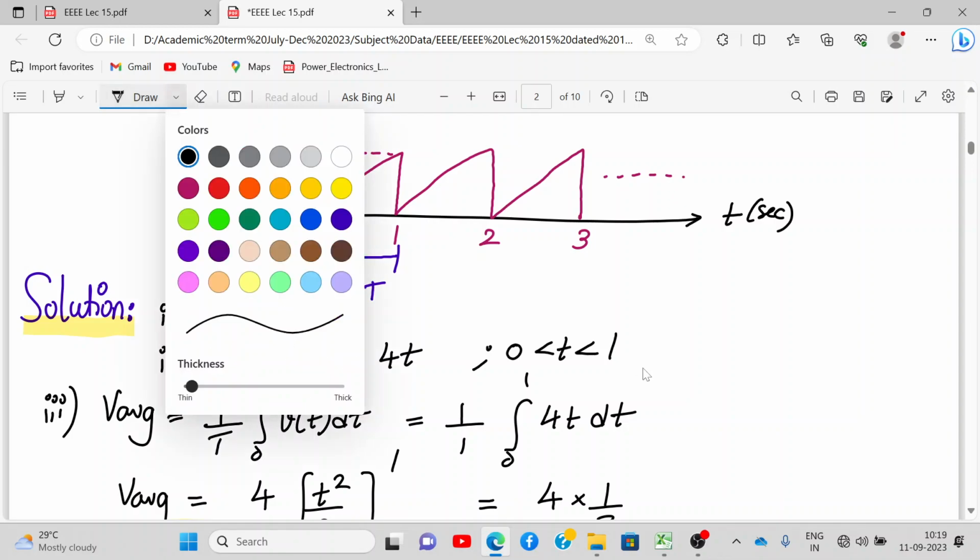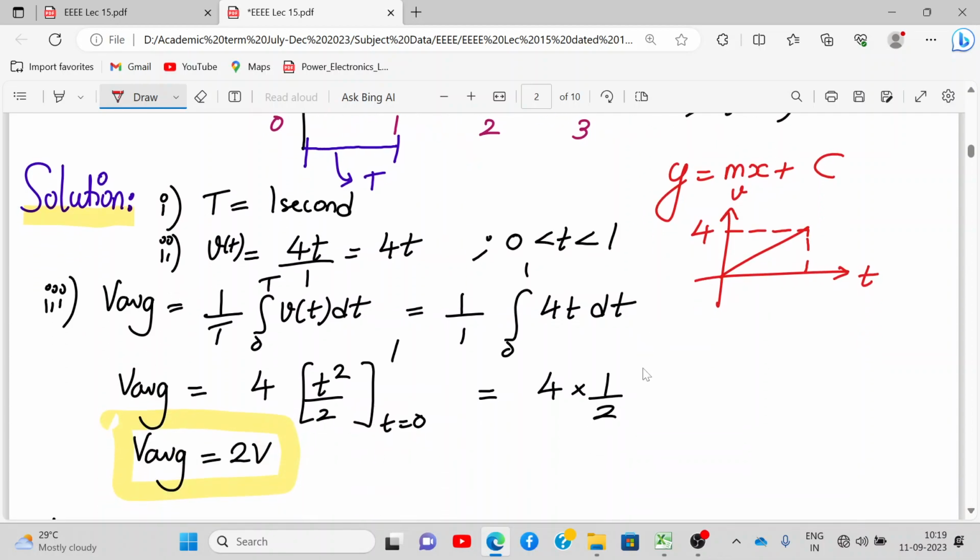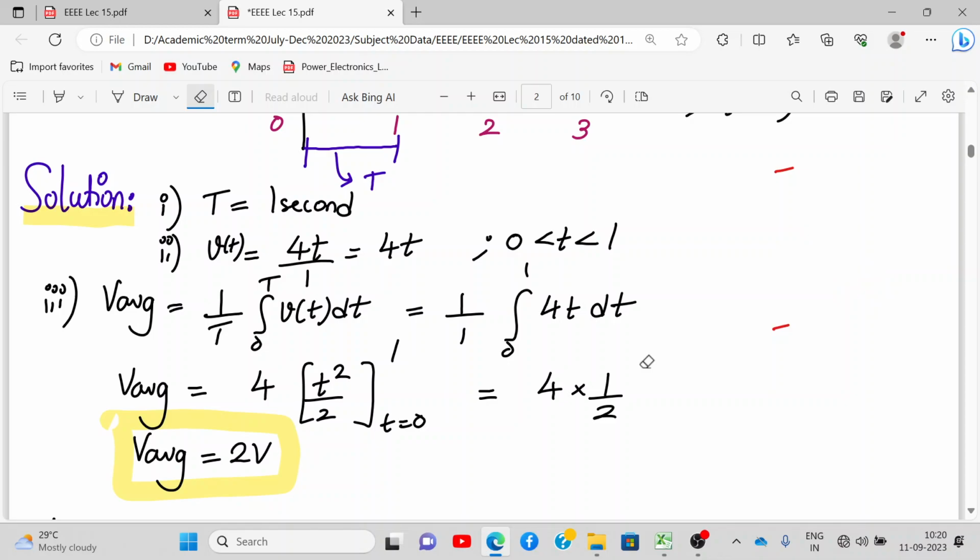See, you know the equation of the straight line, right? What is the equation of the straight line? y is equal to mx plus c. So if this is a straight line, and this value is, let's say 4, and this is time and this is your volt. So what will be the equation of this line? V is equal to 4 into t. That's how you get it. Got it? Now we'll solve one more numerical, then it will be more clear to you.